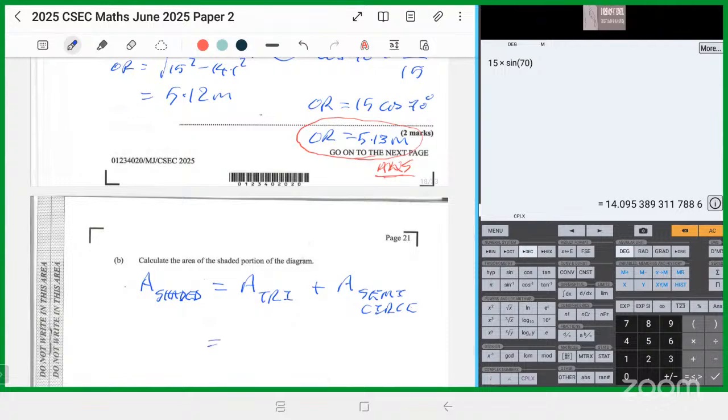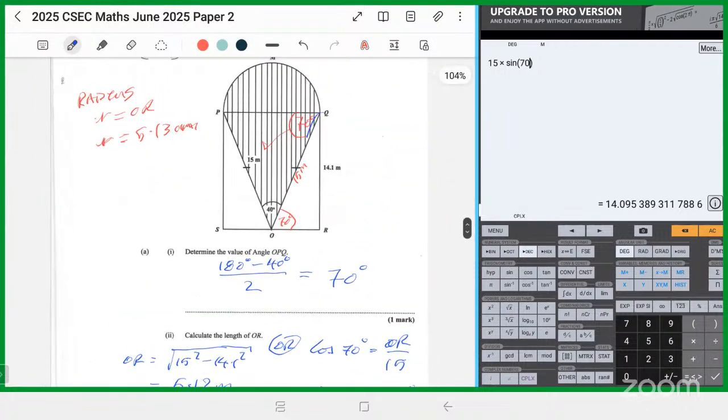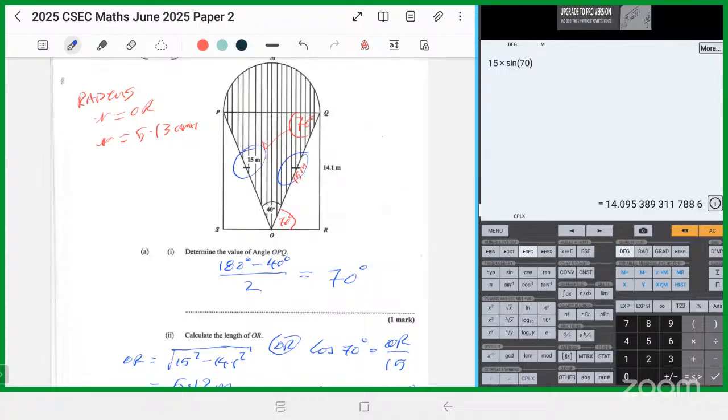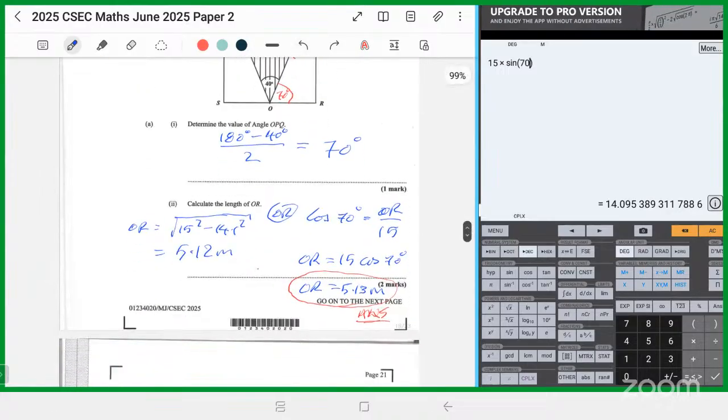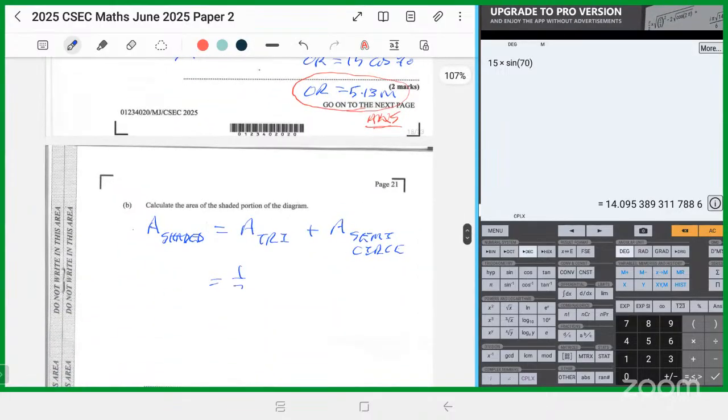Now here we have a triangle, because we have two sides and an angle between. I'm going to use that formula: half AB sine of the angle between them. Half the product of these two sides and the sine of the angle between them. So I'm going to use half times 15 times 16 and the sine of 40 degrees for the area of my triangle.